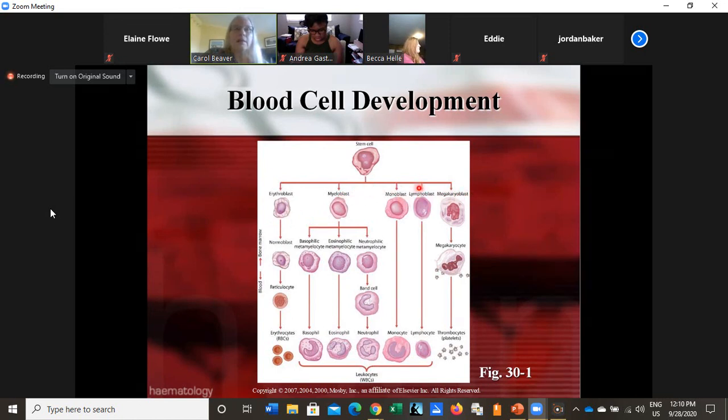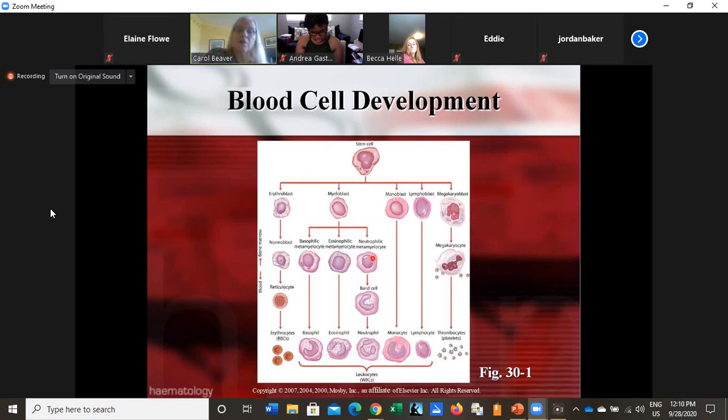megakaryoblast. So I said that wrong, megakaryoblast. I didn't say that. I said metamyelocyte. That's not right. It's megakaryoblast. That's what that one is called. Erythroblast, myeloblast. Okay, so normoblast, that's even more mature.